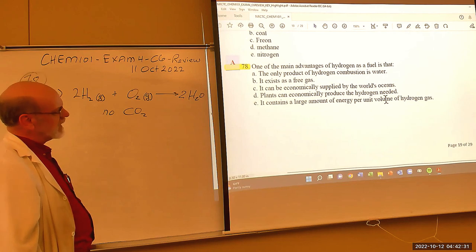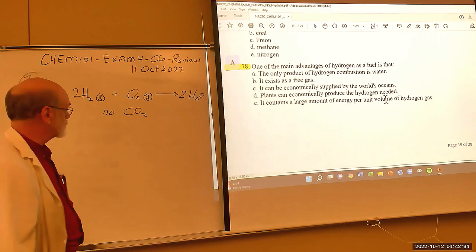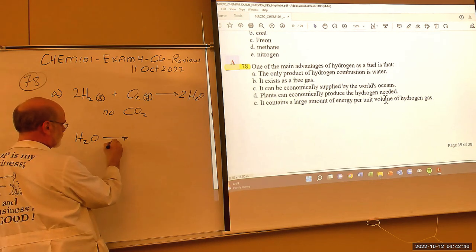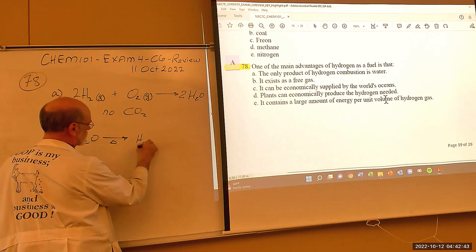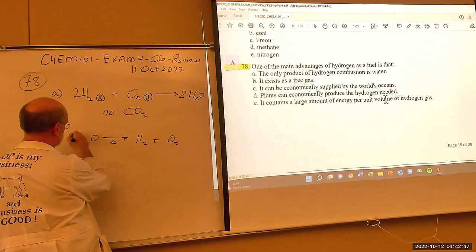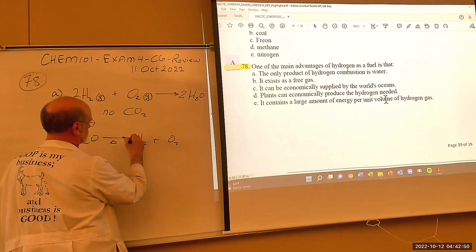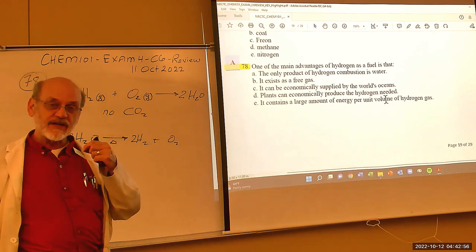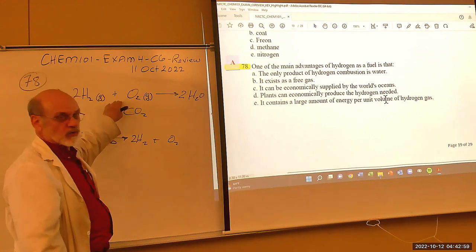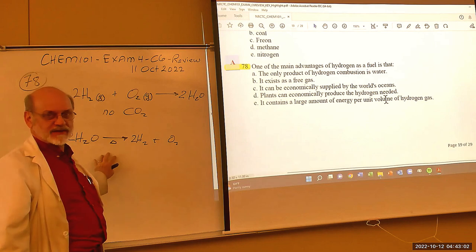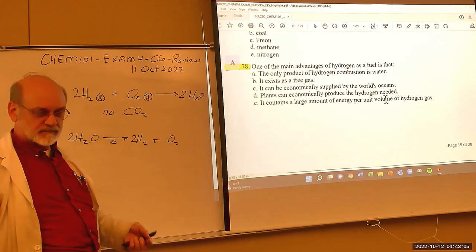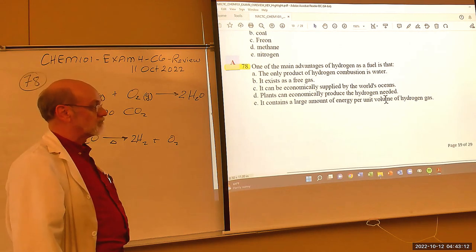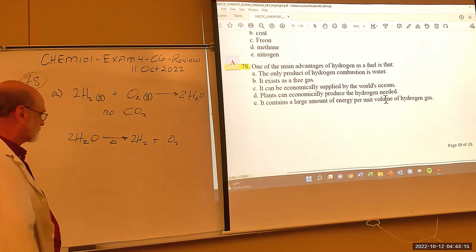Well, yeah, that's possible. How do you get it from the oceans? Well, you take water and you run electricity through it, right? Put energy in, and you get hydrogen plus oxygen, right? It's just the reverse reaction. Is that the main advantage? The main advantage as a fuel is the fact that it produces only water. This is an advantage, but not the main advantage, because you can get water from anywhere. You can purify it from seawater, from fresh water, or you can manufacture it.